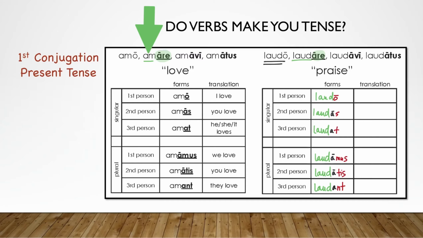Now let's translate our forms. This right here that we've been working on is called the present tense, which means that the action is happening right now. So we need to write our translations as if they're happening right now. So first person singular, we're going to start with I praise. And then we can have you praise. Third person singular, he, she, it praises. First person plural, we praise. Second person plural, you praise. And finally, third person plural, they praise.